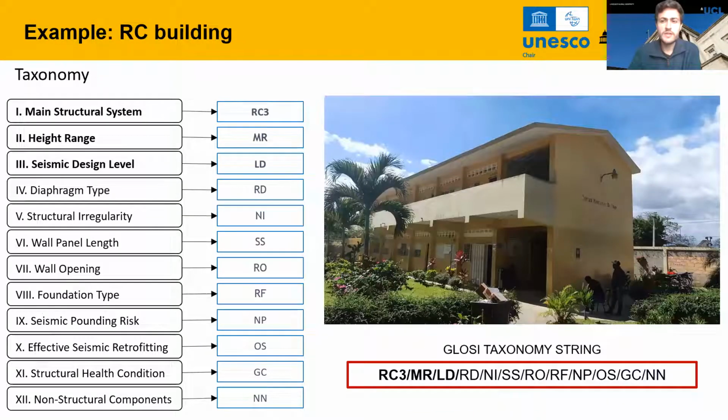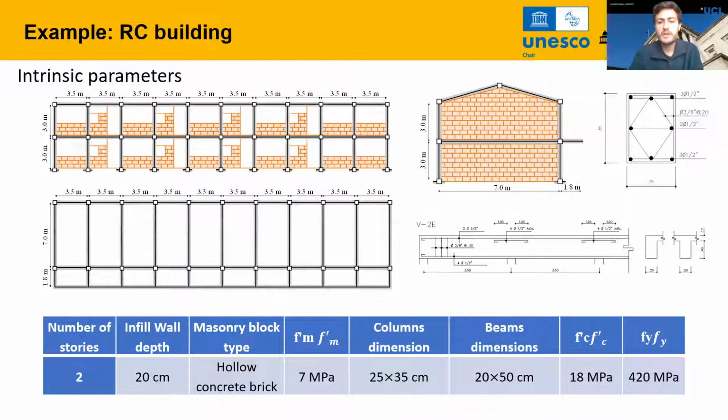When we talk about the intrinsic parameters, as an example, I will show you this RC building. This is an RC3. RC3 is a system that refers to a moment resistant frame, a reinforced concrete building that generates a short column because of the configuration of the non-structural walls in each one of the facades. So this is the taxonomy string, and for a particular building, then you need to define the intrinsic parameters in order to obtain the vulnerability function.